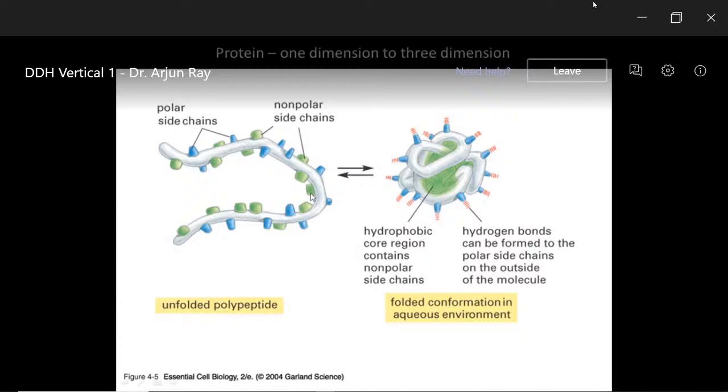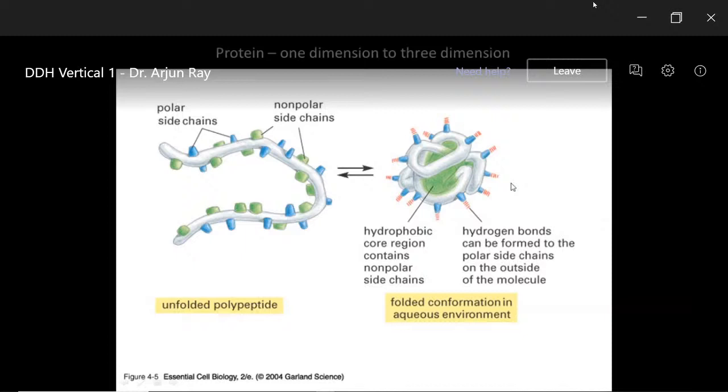This polypeptide chain, when folded into its functional form, typically results in non-polar side chains as part of their core, while the polar amino acids line the outside of the molecule. This folded state, if functional, is called a protein. Hence, there's a direct connection, which you can appreciate here, from the one-dimensional space to the three-dimensional space, and hence its functionality.